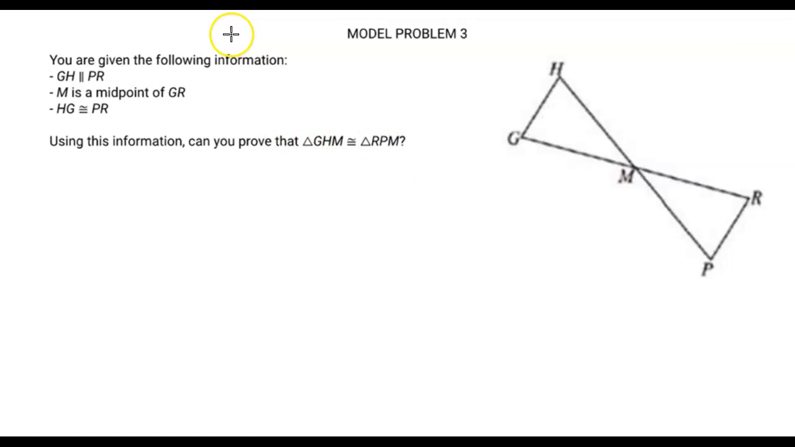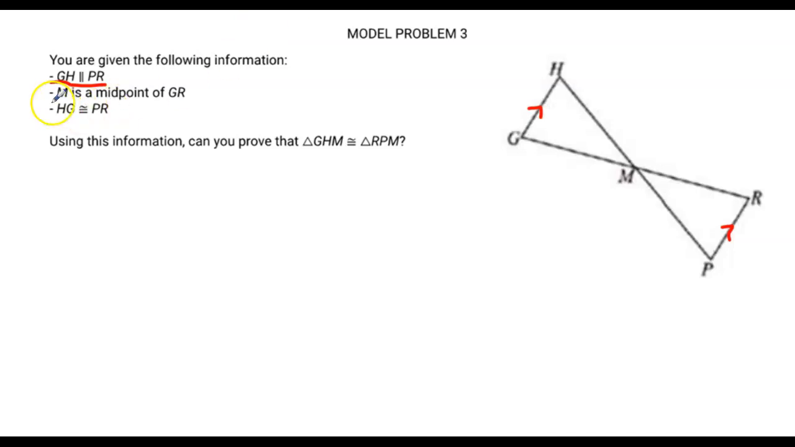Your first step in doing any question like this, a proof question, is to take the information that's given to you and label the diagram. First, we're looking at GH is parallel to PR. Now careful, this doesn't say congruent, this says parallel. In other words, they have the same slope, they run alongside each other and never intersect, and they have all of the relationships that parallel lines and transversals have. For example, alternate interior, alternate exterior, corresponding, that kind of thing.